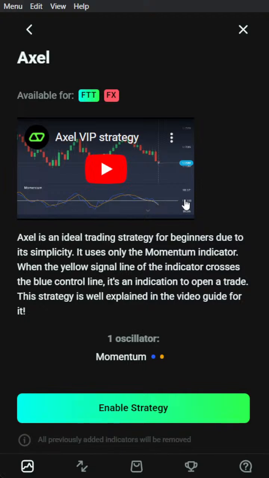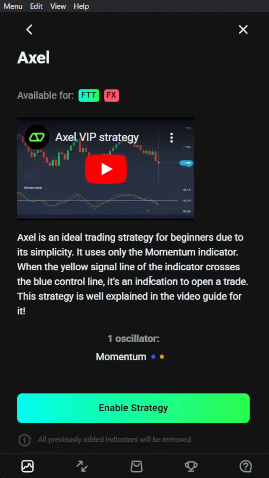What is AXEL? AXEL is an ideal trading strategy for beginners due to its simplicity. It's a very simple strategy, especially for beginners, so that even if you're new to the platform and have just started trading, you can at least understand it and trade better with the help of this strategy. It uses only the momentum indicator.